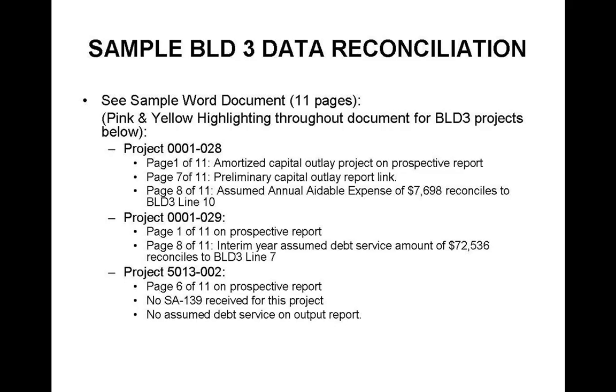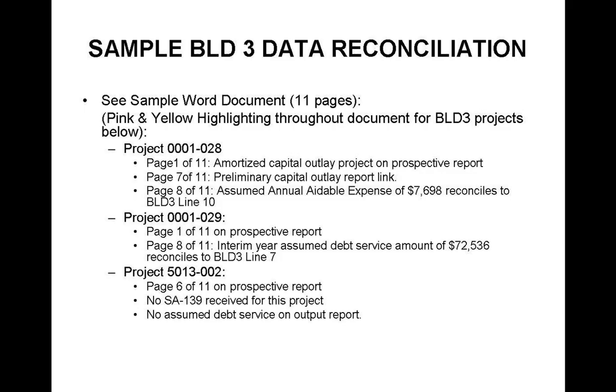So we see the link, and when we click on that link and go to page 7 of 11, as we did a short time ago, we would see our annual aidable debt service for that project. And just to carry it a little further, on page 7 of 11, we see our $7698 for that particular project. And then if we look at page 8 of 11, we will see a sample Build 3 report. And if we look at line 10, then you will see that 7698 showing there on the Build 3 report for the amortized capital outlay.